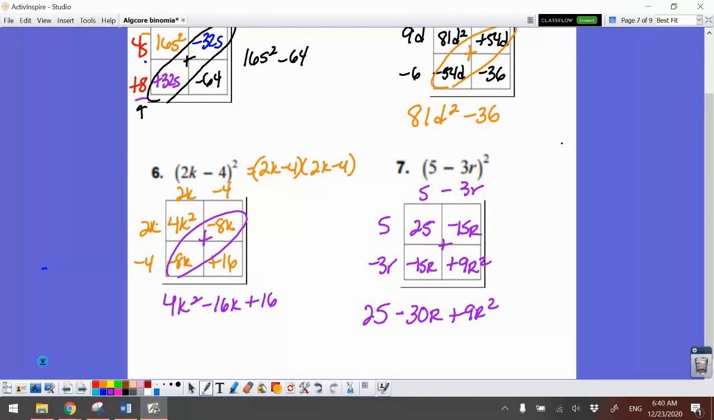So is this one in standard form? No, so we really should flip the order here and write the r squared first. And remember, the 25 is positive, and so is the 9. The negative stays on the 30.